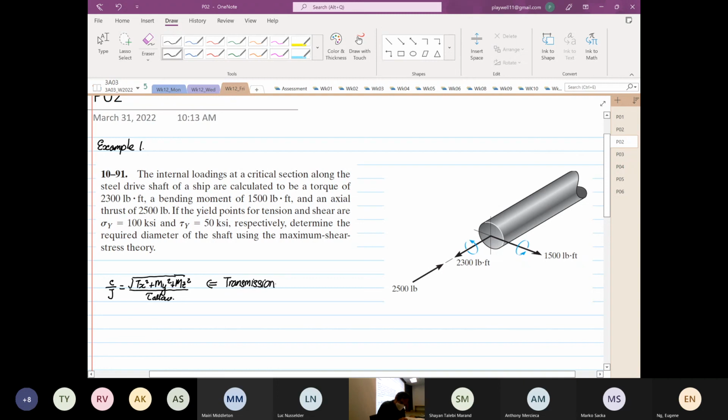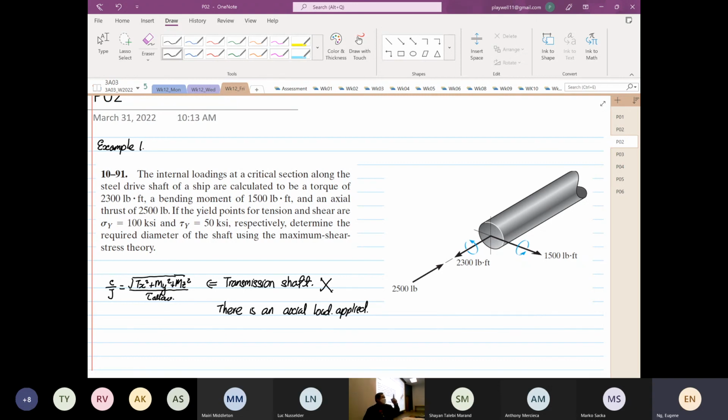So I'm asking, can we use the transmission shaft equation? Yes, no, why? Anyone? I see you shaking your head. Why? Well done, okay? We cannot use this because this cannot be applied because there is what? There is an axial load applied. That is what engineers from McMaster should know. When to apply what, when not to apply what. Okay, that is very, very critical.